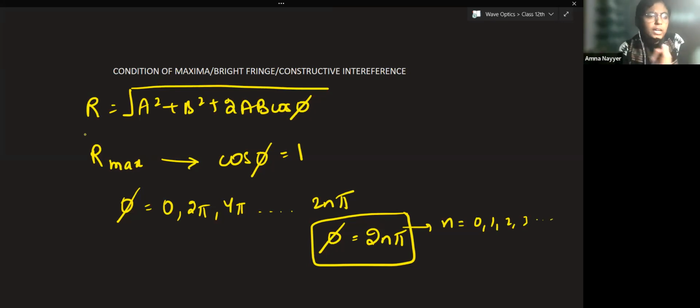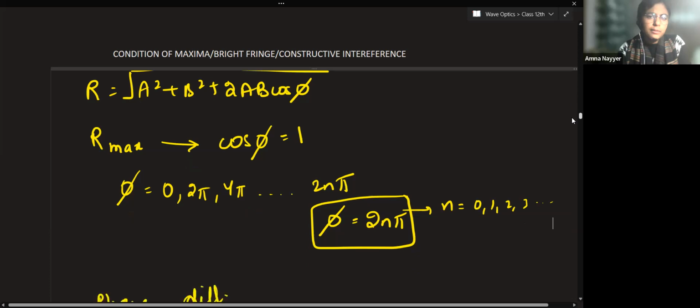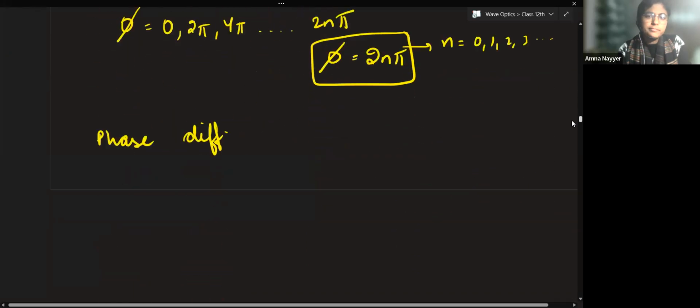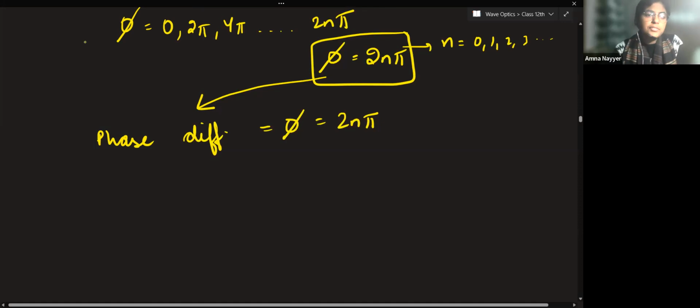If you put n as 0, you get phi as 0, and cos 0 is 1, you already know. Put n as 1, you get 2 pi, and cos 360 degrees is also 1. Similarly, put 2, you get 4 pi; put 3, you get 6 pi; put 4, you get 8 pi, and all the even multiples. What was phi, by the way, class? This was the phase difference. So the phase difference is 2n pi.